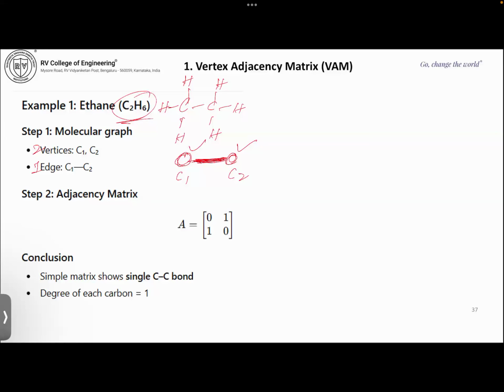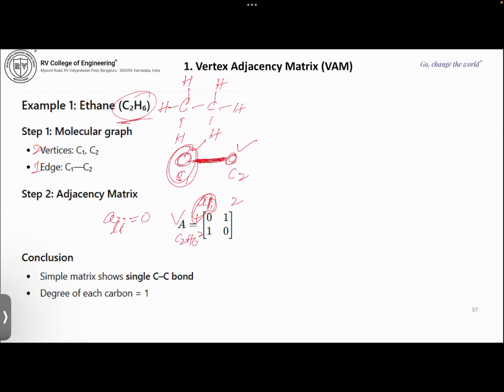So therefore, the vertex adjacency matrix for this ethane, C2H6, is as follows. Here, the rows and columns are 1 and 2. The vertex 1, C1, is not connected to C1, so A11 is equal to 0. That is a condition.